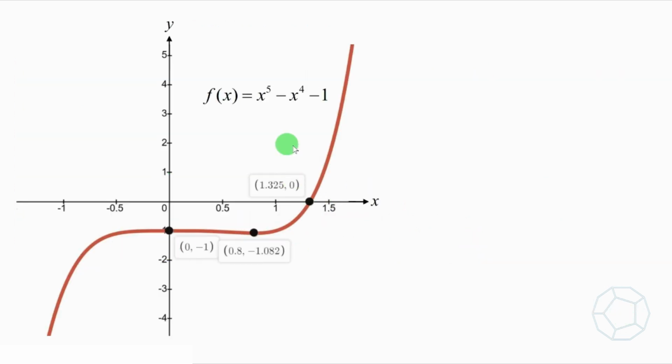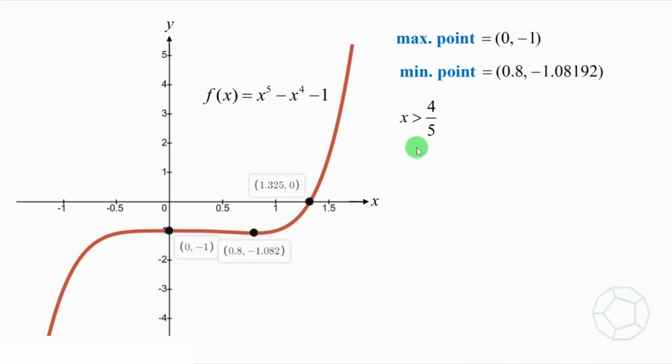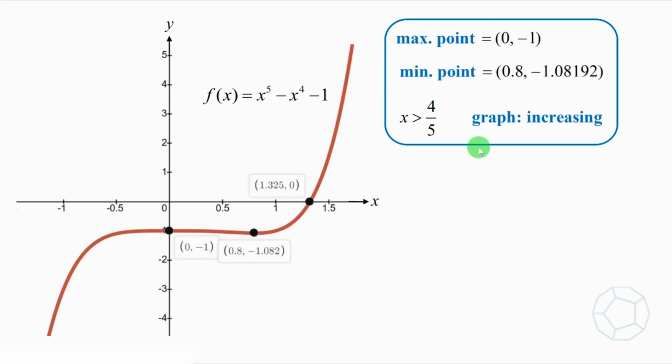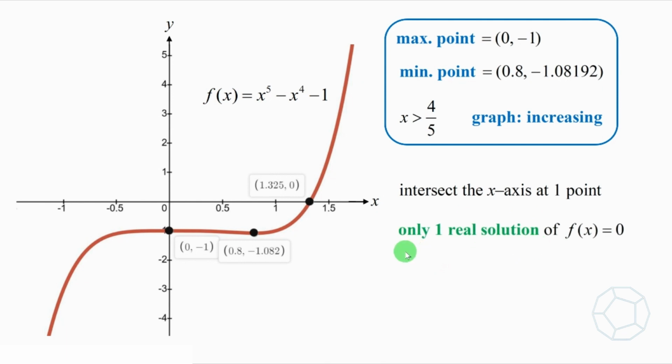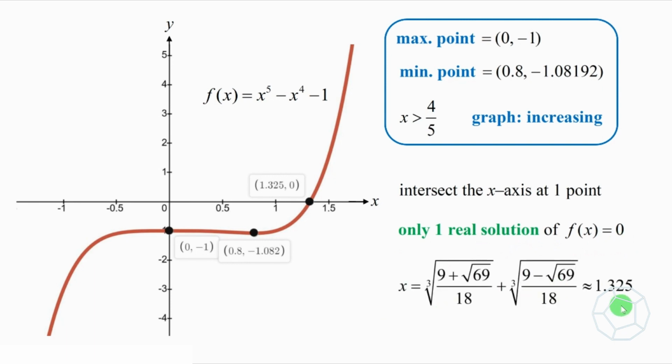Let's look at the graph of this function. There are two important parts. Number 1, both the maximum point and the minimum point are under the x-axis. And number 2, when x is larger than 4 over 5, the graph is increasing. There are no more maximum nor minimum points beyond this part. So the graph intersects the x-axis at exactly 1 point. Now, we can make sure that there's only one real solution of x such that f of x is equal to 0, which is the value we obtained from the cubic equation.